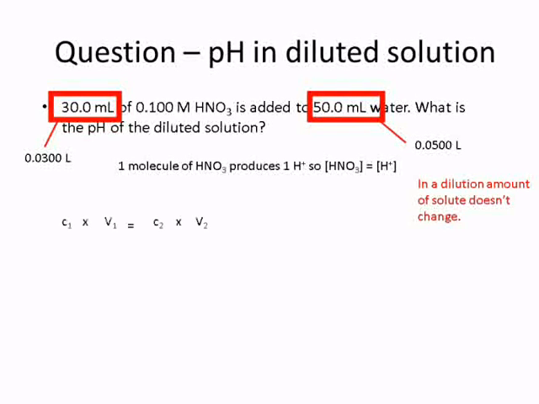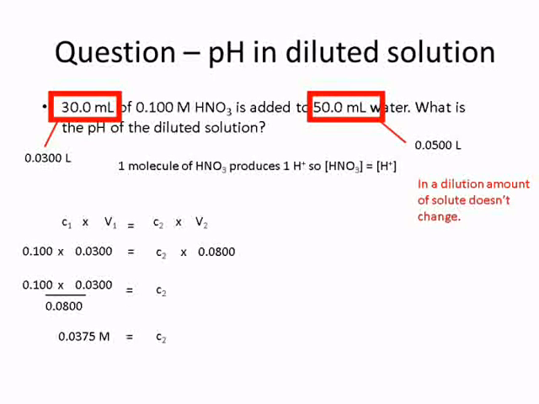So the first thing that we have to do is use our C1V1 and substitute in our figures. So our first concentration is 0.1, our volume is 0.03, and our second volume is 0.08 because we have to add the volume of the nitric acid to the volume of water, so that's the 30 plus the 50. Solving for C2, we then get that C2 is 0.0375. So that's the concentration of our hydrogen ion in that solution.